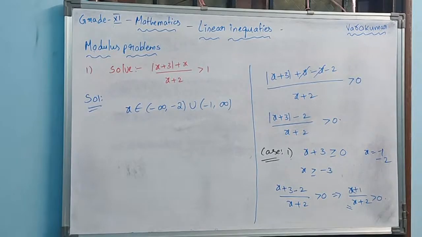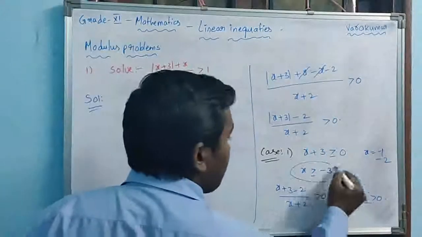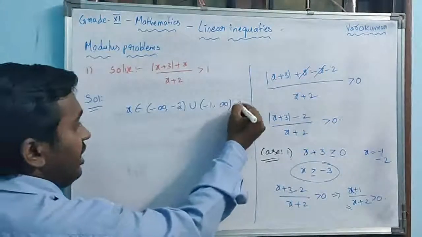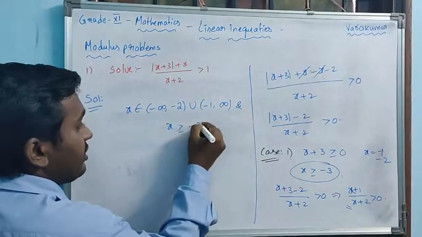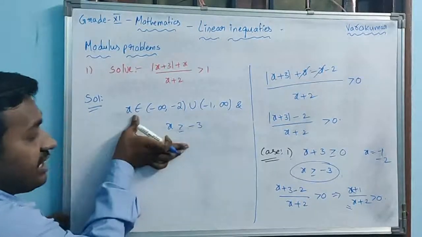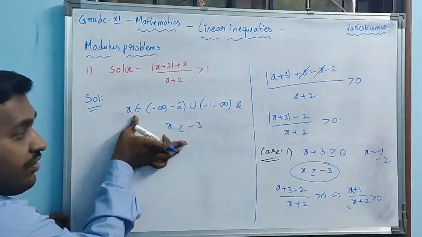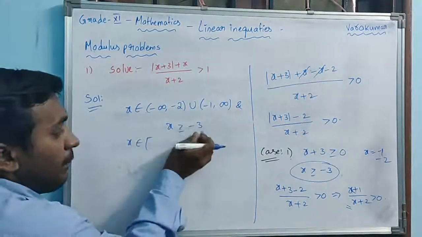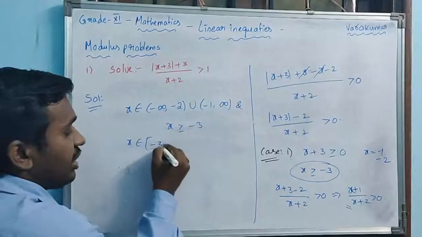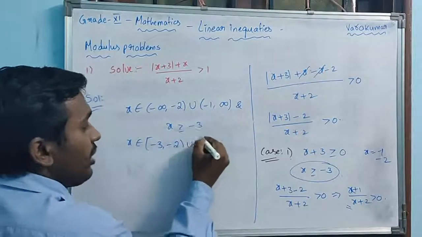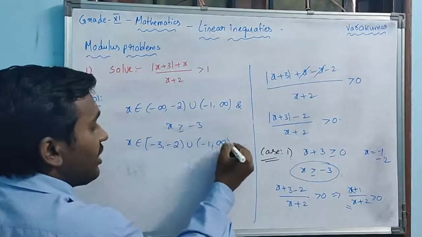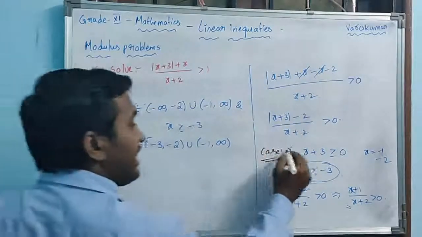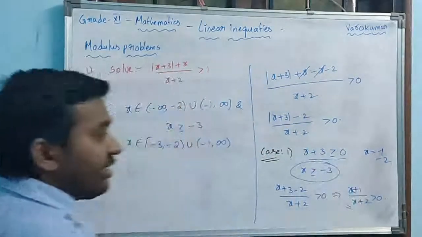But here we have taken x greater than or equal to -3, so we have to combine that condition too. Taking these together, x belongs to [-3, -2) union (-1, infinity). This is the result for the x + 3 greater than or equal to 0 condition.